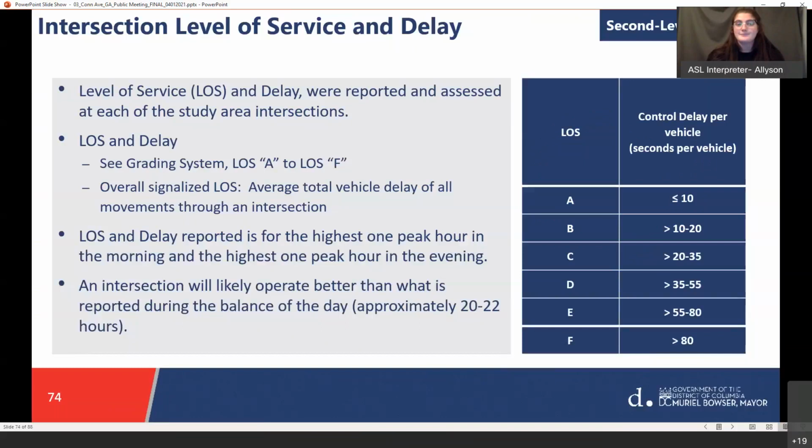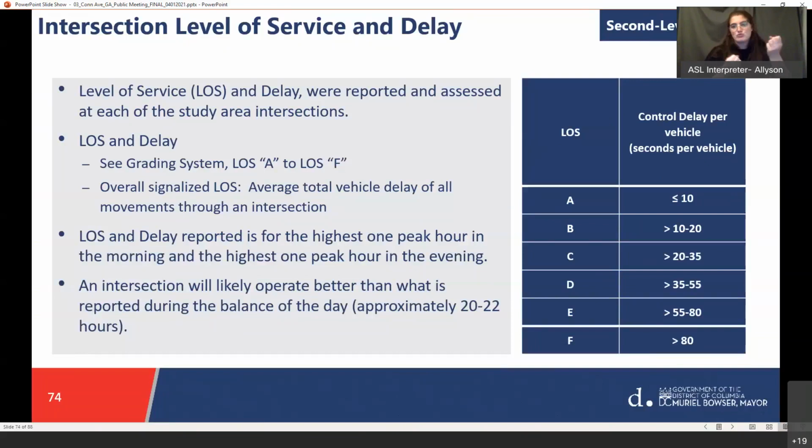We're now moving into our analysis at an intersection level for intersection level of service and delay. And for those of you that are not aware of level of service, it is essentially a grading system from A to F based on vehicle delay through an intersection. LOS is reported for the highest hour in the morning and the highest hour in the afternoon.